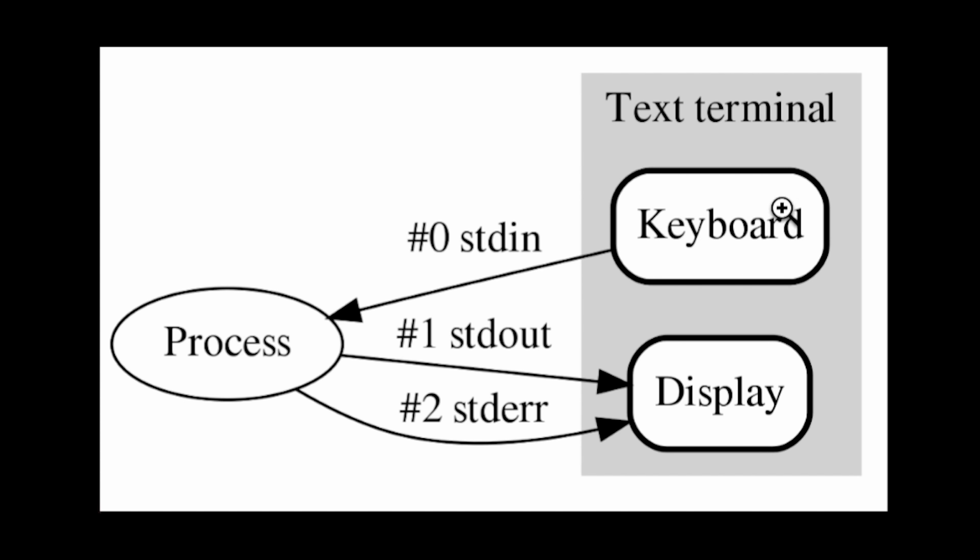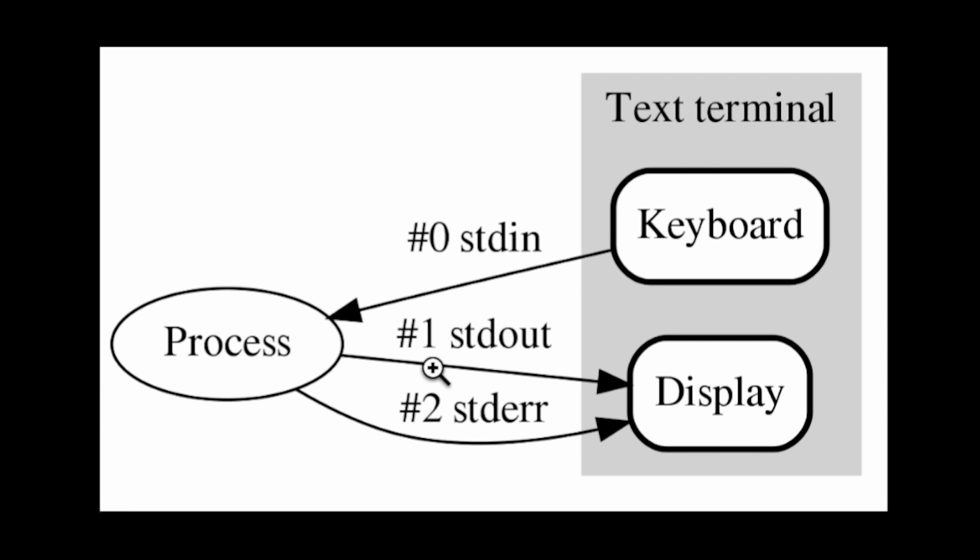So when we type something in from the keyboard, it sends it through this stream called stdin, and that stream is connected to a process or a command. And then that command runs, and if it has any output, it sends it to this stdout stream, which is connected to the display or the console. Or if there's an error, it'll send it to the stderr stream, which is connected to the display.